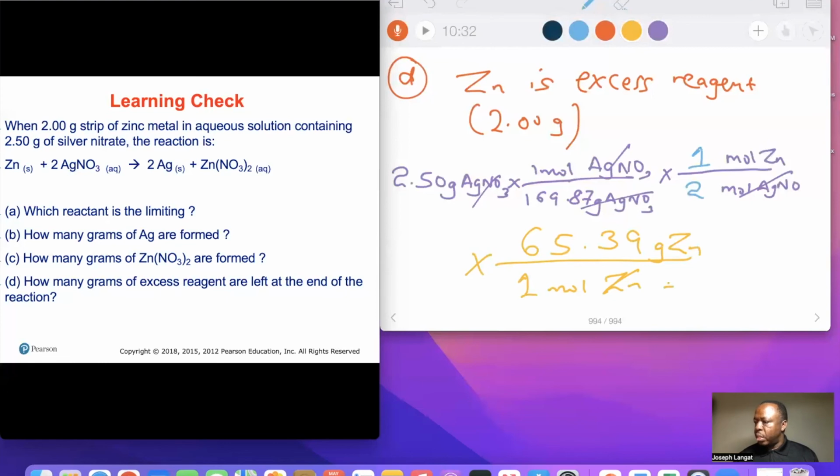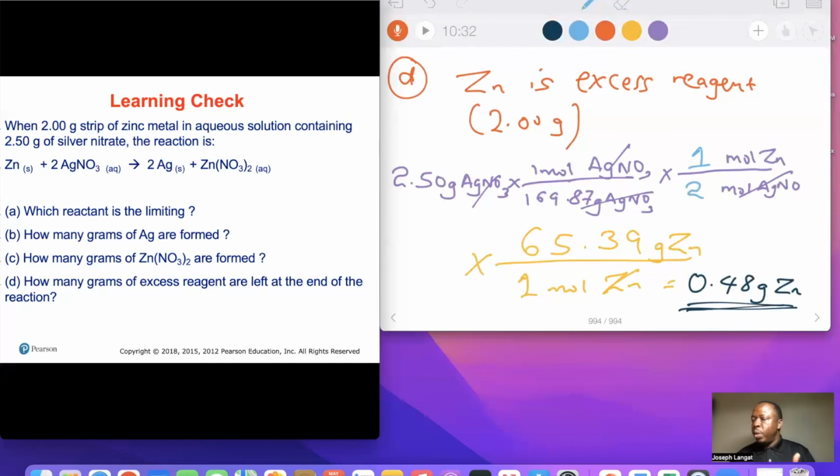That will give us the mass of zinc that will be consumed, 0.48. This is consumed, not what will remain. Because we want to know how much zinc will be consumed from the excess when all the 2.5 grams of the limiting reagent are consumed. That's what the setup on the whiteboard is all about.